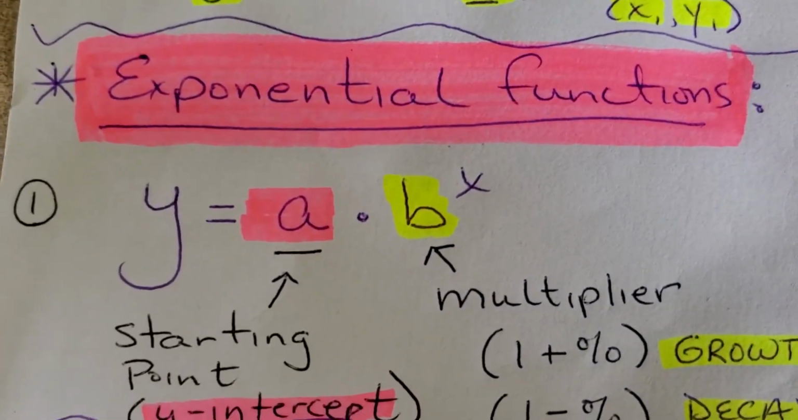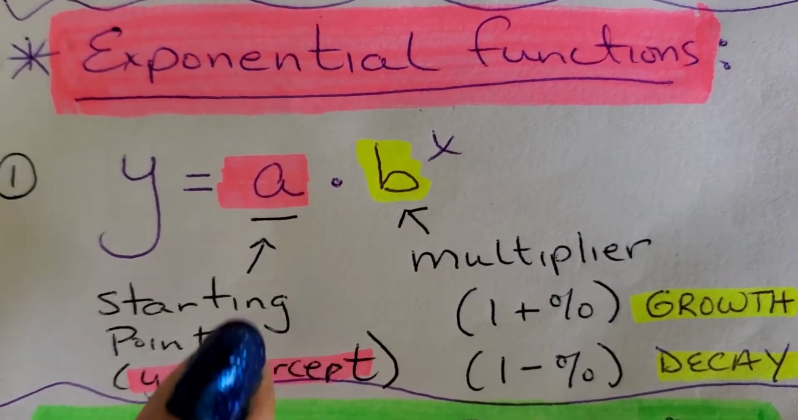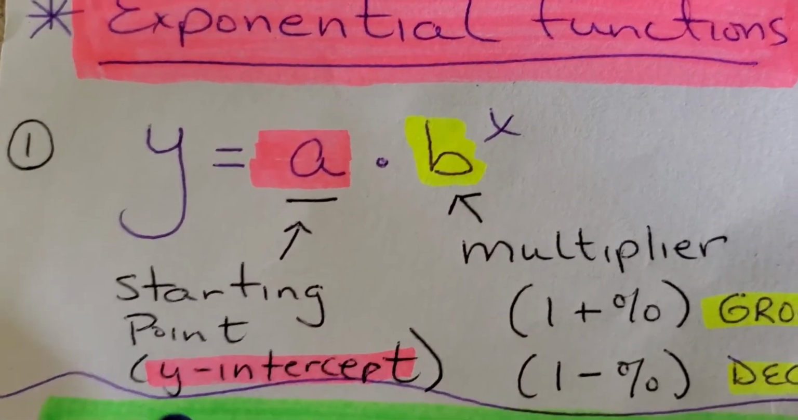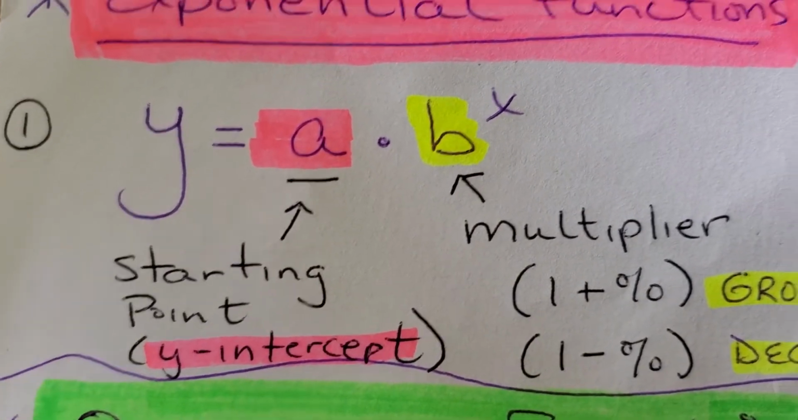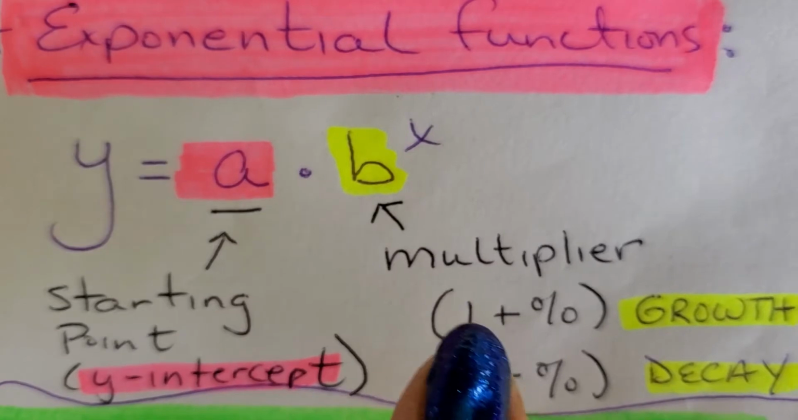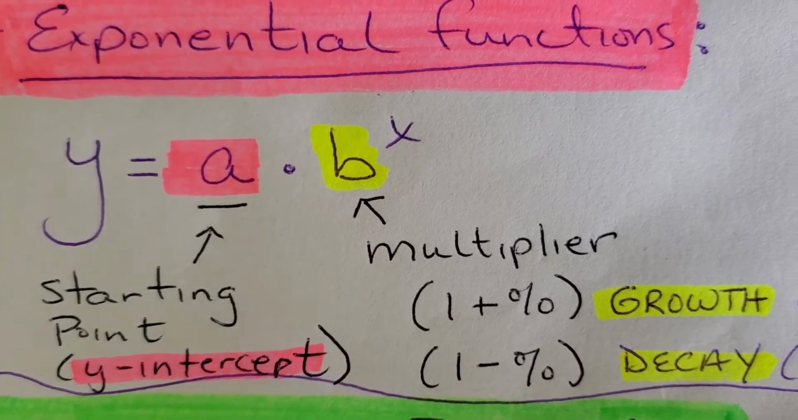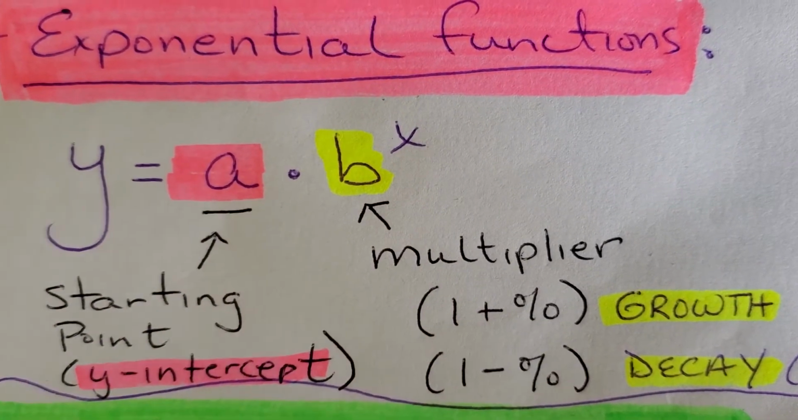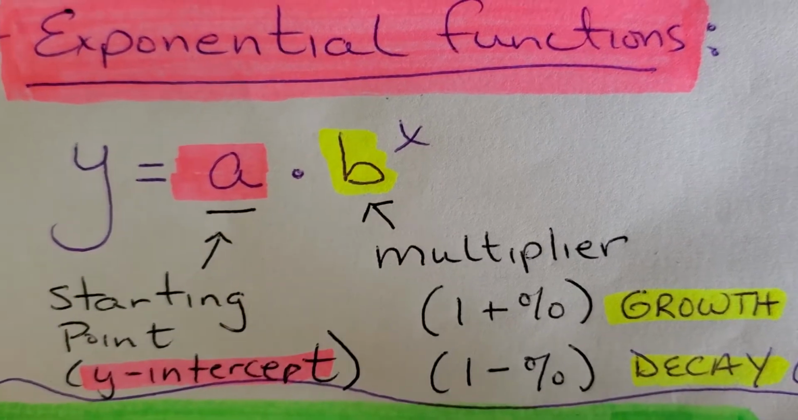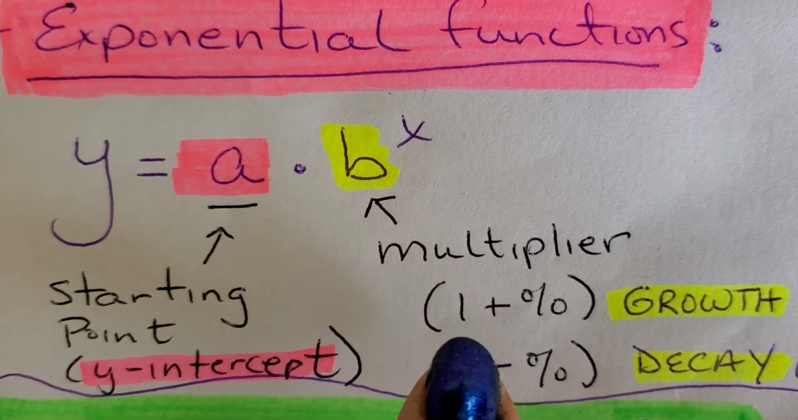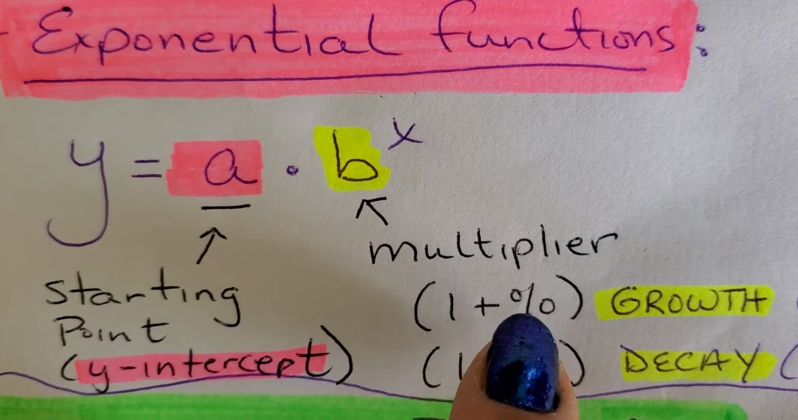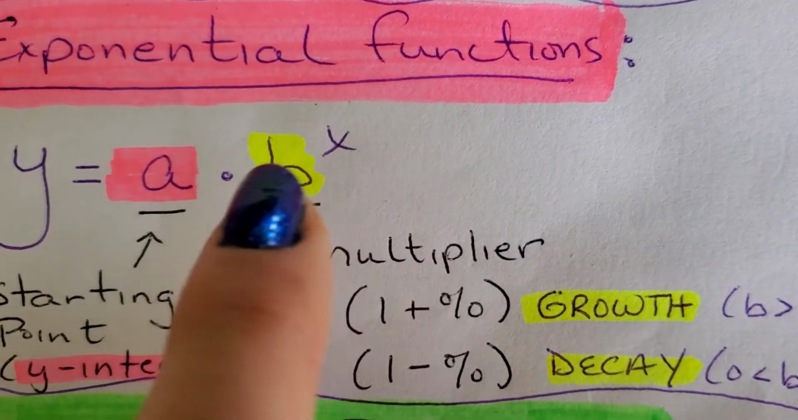Exponential function. Now, this is a different equation. a is our starting point, that is our y-intercept, times b. This is called our multiplier. And if it's a growth, usually we talk about percentages and we change our percent to a decimal. And when we're doing a growth, we add a 1 to it. So that is our b value.